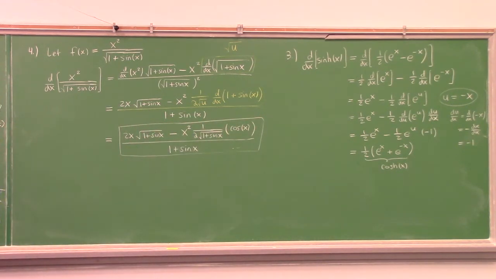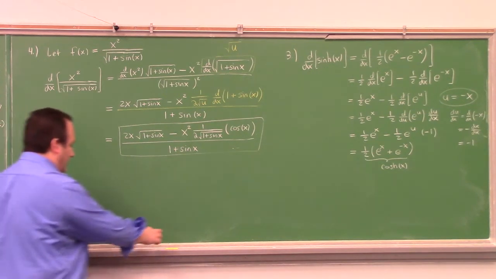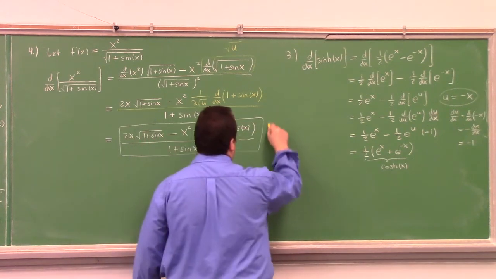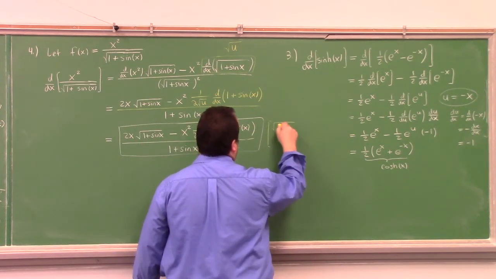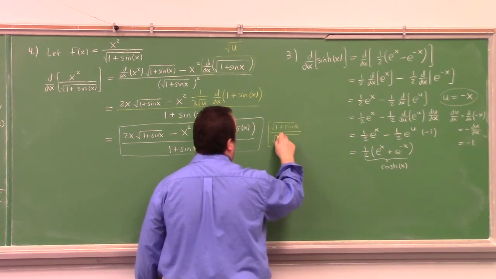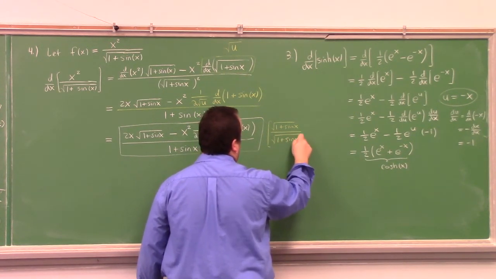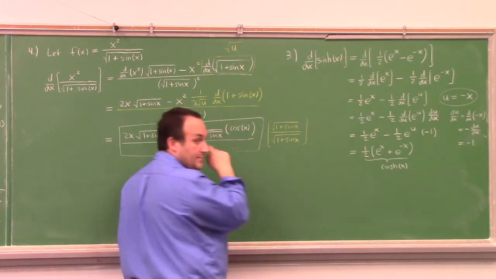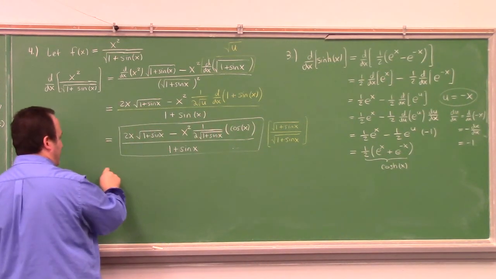Now, you could simplify this, right? I mean, you could clear out the square root. If I was to simplify this, what I would do is multiply the top and the bottom by the square root of 1 plus sine x. And if I did that, what would happen? That would give me a slightly nicer answer.